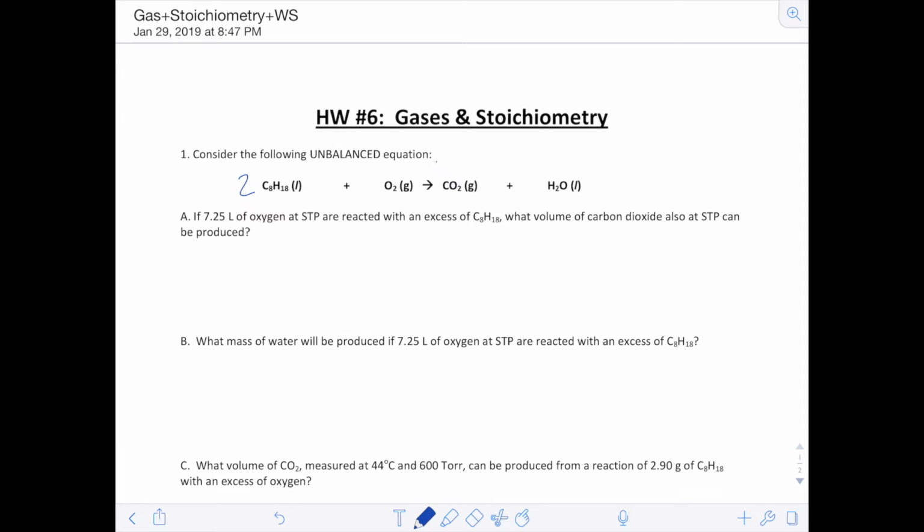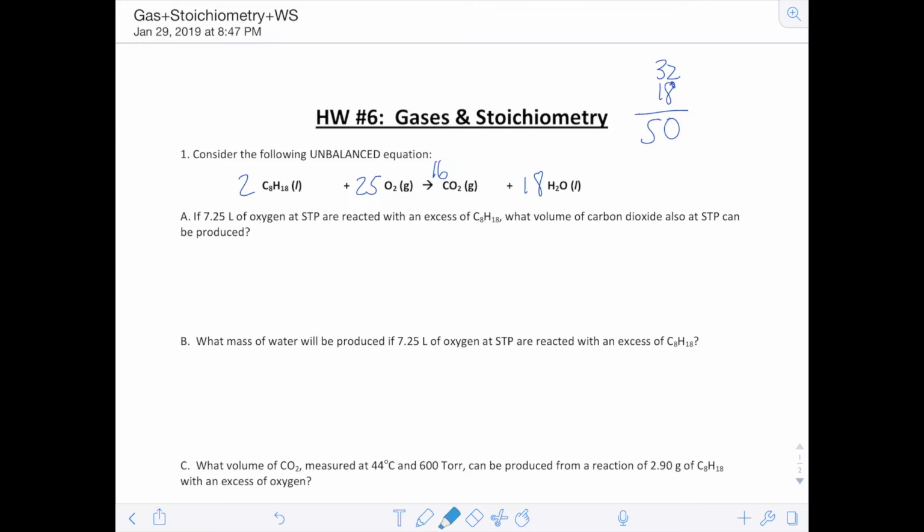So instead of 8 carbon dioxide, I'm going to make it 16, and instead of 9 water, I'm going to make it 18. So when you balance the oxygen, you have 32 oxygen from carbon dioxide, and you have 18 from water, and that gives me 50, and that is divisible by 2, which gives me 25.